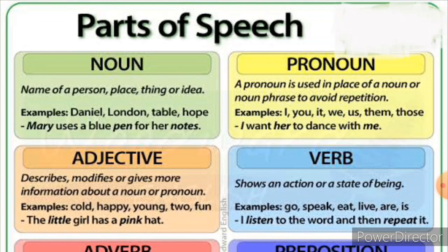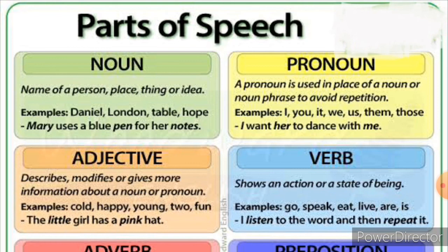Now look at the example sentence. "I want her to dance with me." Here the pronoun we have used is her. Instead of the name of the girl, that is a noun, we have replaced the noun with the pronoun her. So here we have used the pronoun. To replace the noun, we can use the pronoun.